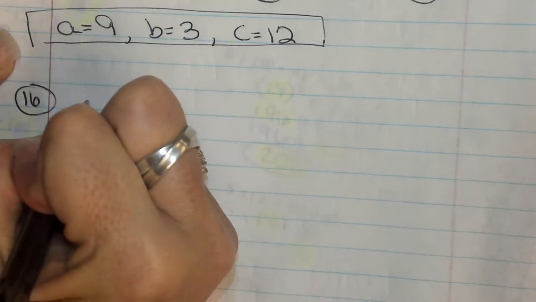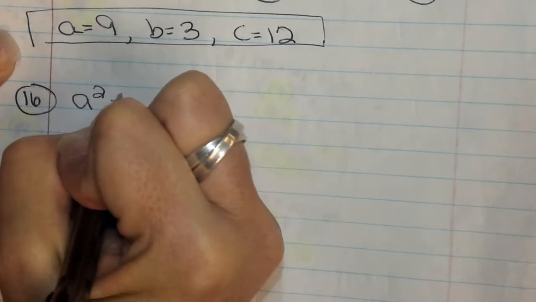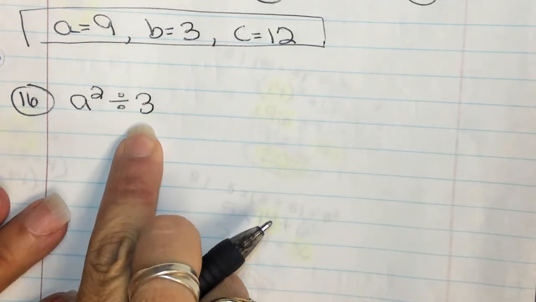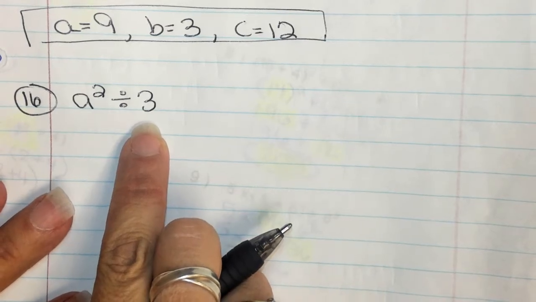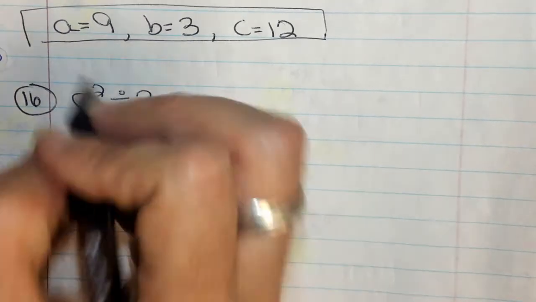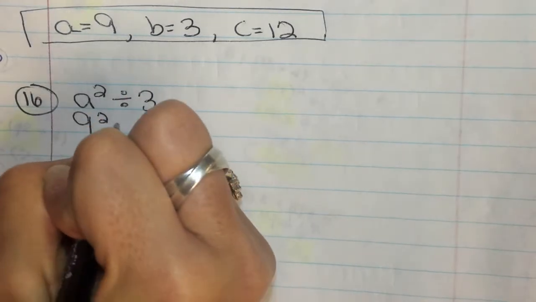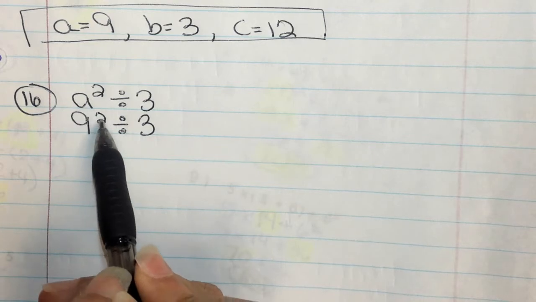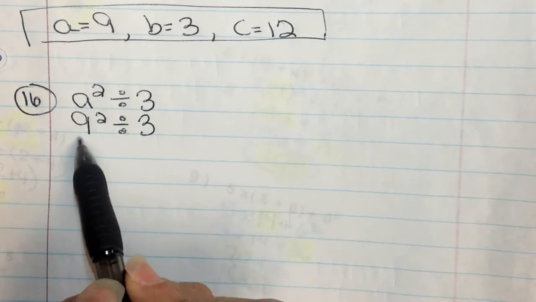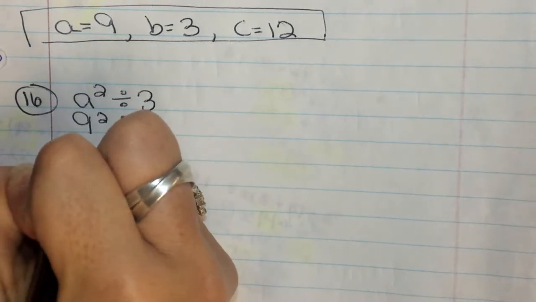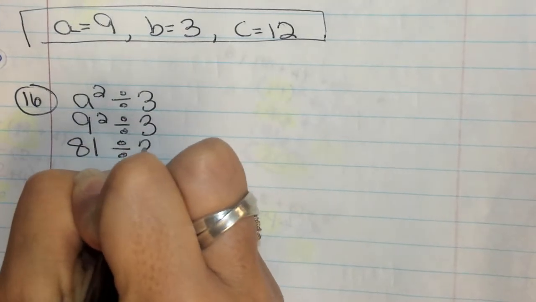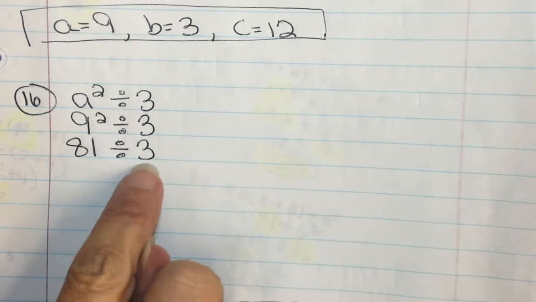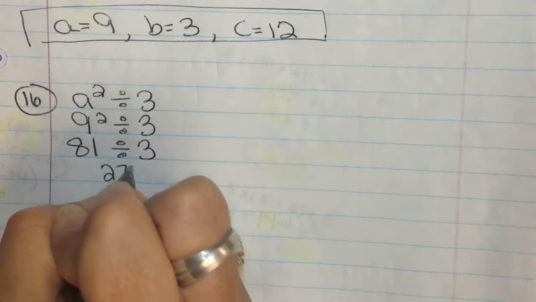A squared divided by 3. Listen, first step, write the problem. Second step, fill it in. 9 squared divided by 3. Now, you kind of look at this. You got exponents and division. Exponents are first. 9 times 9 is 81. Divided by 3 is 27.